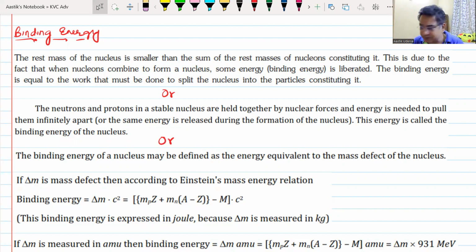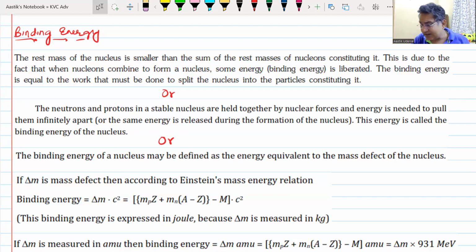The first way is we have seen that the mass of the nucleus is smaller than the actual mass of the nucleons put together. Yes or no? Yes, sir. That means when the nucleons come together to form the nucleus, some amount of energy is liberated. This much amount of energy has to be given to the nucleus to break it up into its constituent nucleons. That energy is known as the binding energy. Do we understand this? Yes, sir.